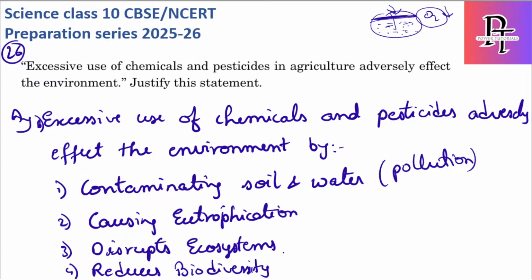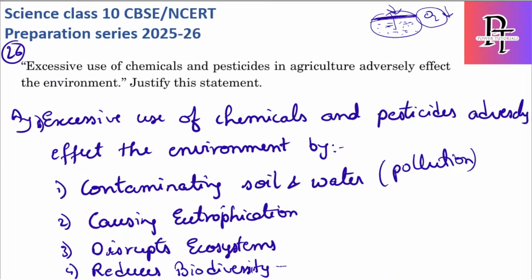Next, disturbs ecosystems. The cycle, or the plants or animals or even birds, cannot live properly if they get exposed to chemicals and pesticides. For example, if high pesticides are used on agriculture and those leaves or plants are eaten by any goat or other animals, those will get affected. Due to this, the ecosystem is getting affected.